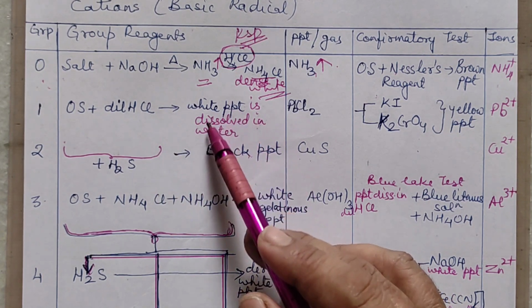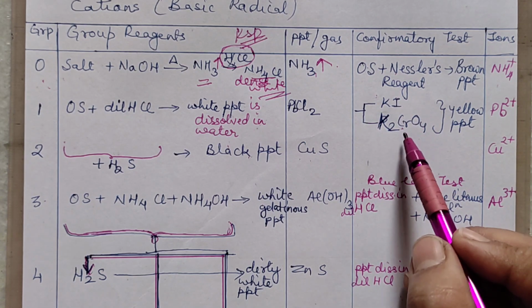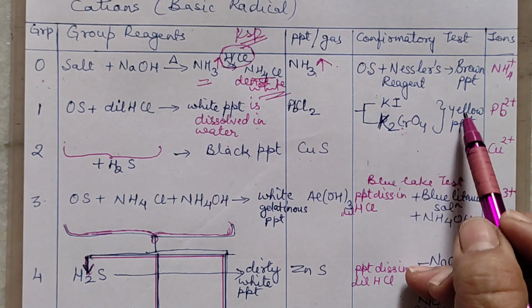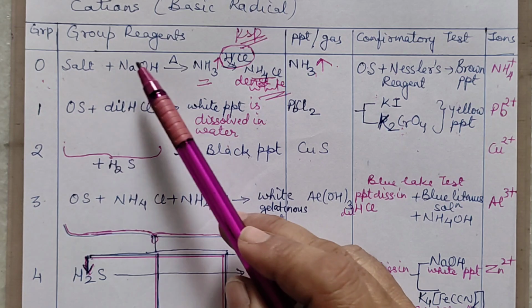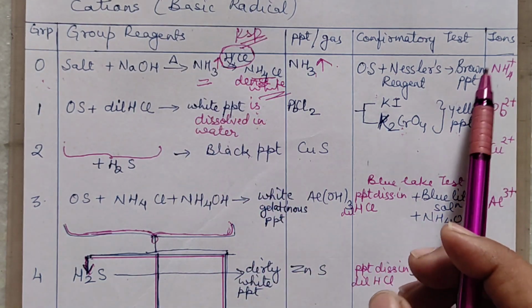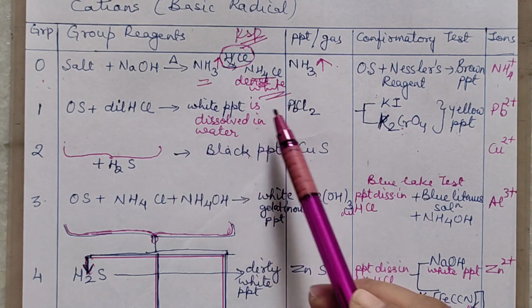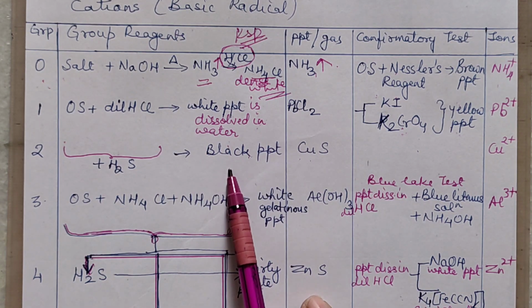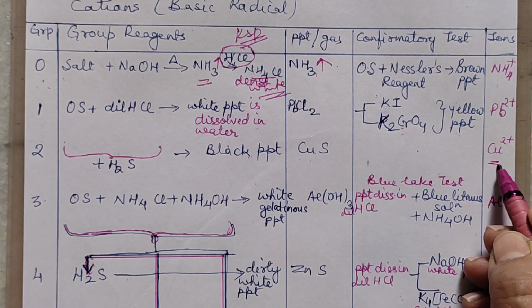Then that dissolved thing you will divide into 2. One part, add potassium iodide; second part, potassium chromate. In both cases you get yellow PPT, indicating lead. Suppose with salt and NaOH, no reaction, group 0 absent. OS and dilute HCl, no reaction, first group absent. Might be second group. Second we don't give normally because it is colored iron, blue color. So that we don't give.